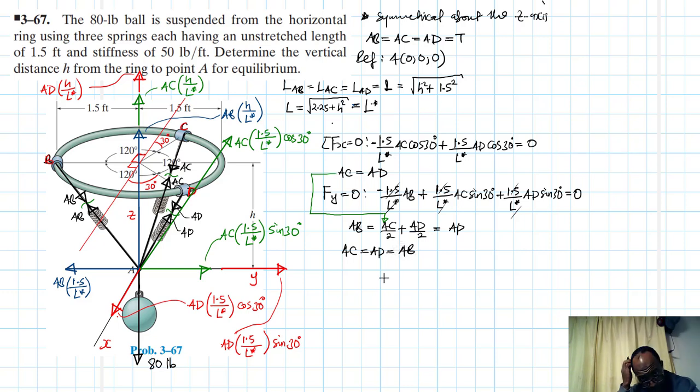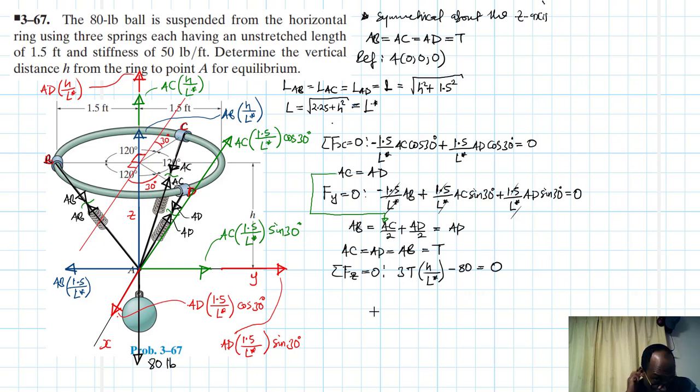Okay, great. Then we go to the equation that should give us what we are looking for, summation of forces in the Y. So we've called this T, so we can just say this equal to T. So there are three of them. We'll just say 3T times H over L star, positive, then minus 80 pounds equal to 0.